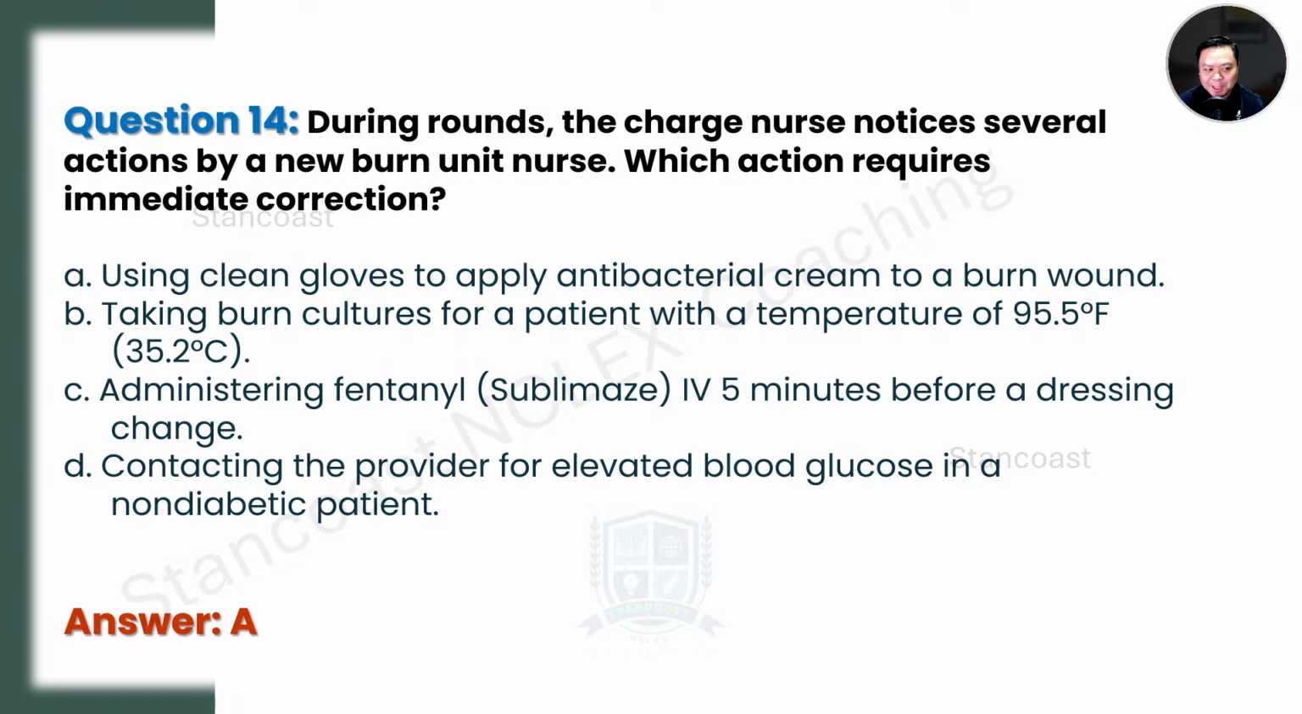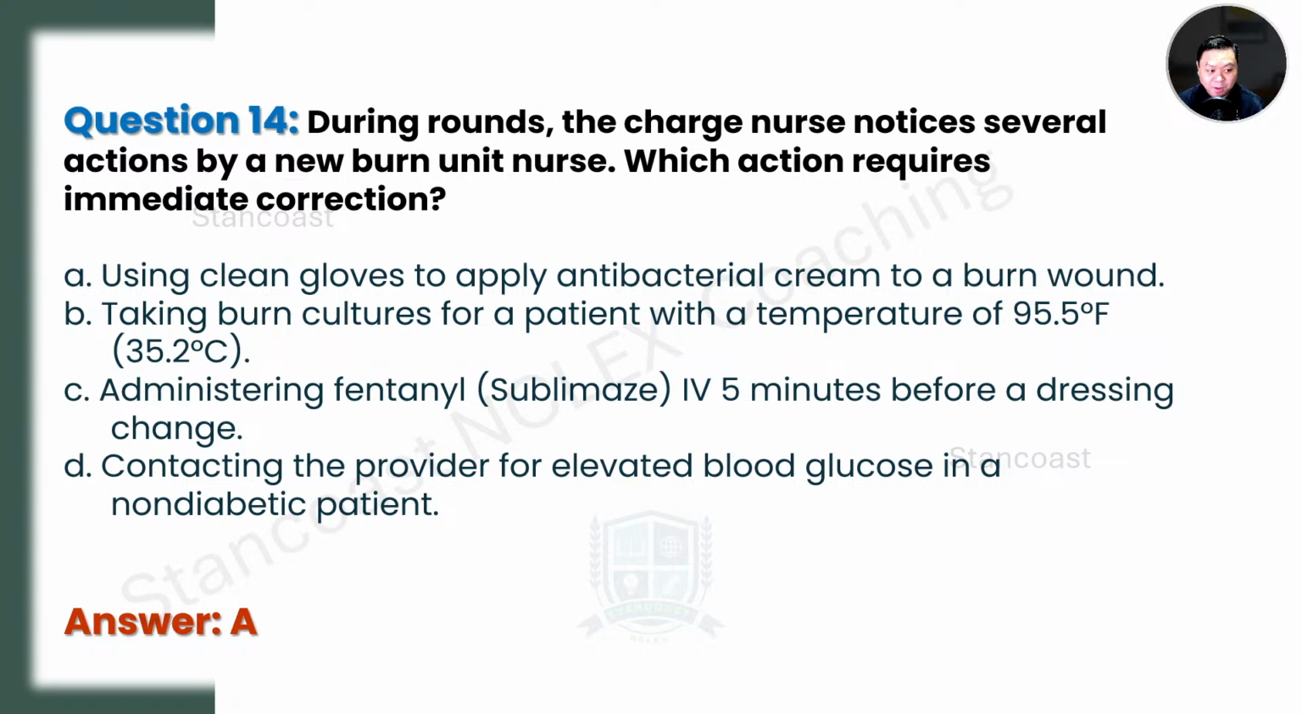Now, if you selected letter B, taking burn cultures for a patient with a temperature of 95.5 degrees Fahrenheit, this is hypothermia. This may signal that there could be a possible infection. So this can be justified by collecting the burn cultures. If you selected letter C, administering fentanyl 5 minutes prior to the dressing change, actually this is appropriate because the medication will peak around the time when they're going to be doing the actual dressing change. So this will promote much more effective pain relief.